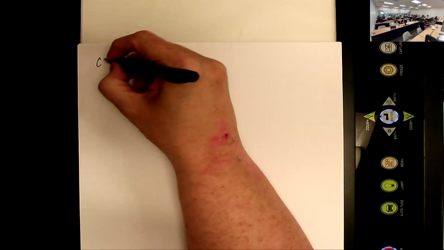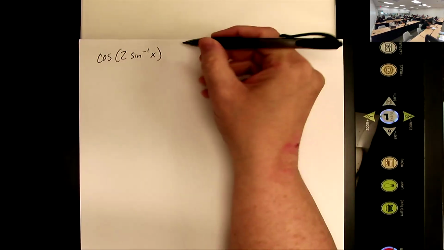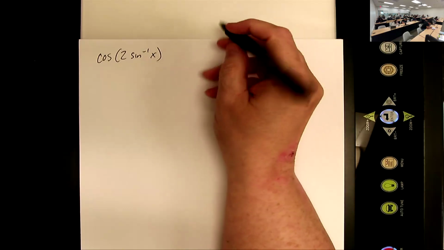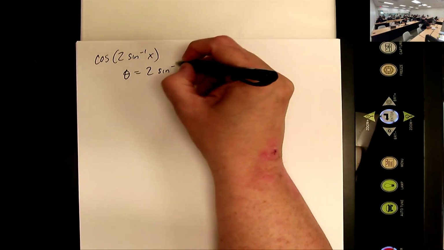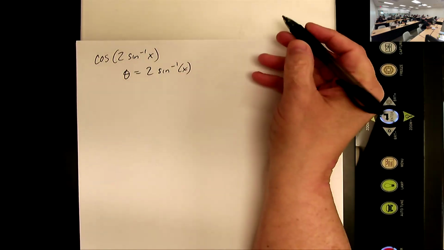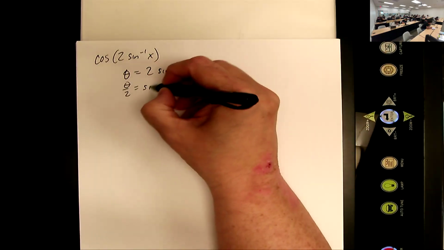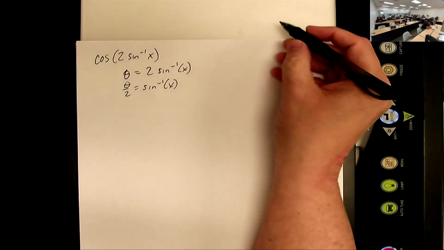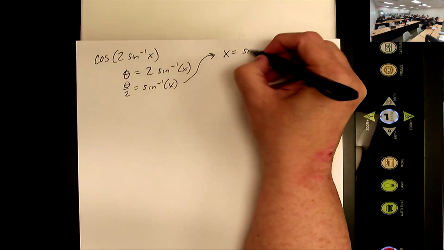All right, let's take a look at another one. If we've got cosine of 2 sine inverse x, this is like saying theta equals 2 sine inverse x. So theta over 2 equals sine inverse x. And so x equals sine of theta over 2.